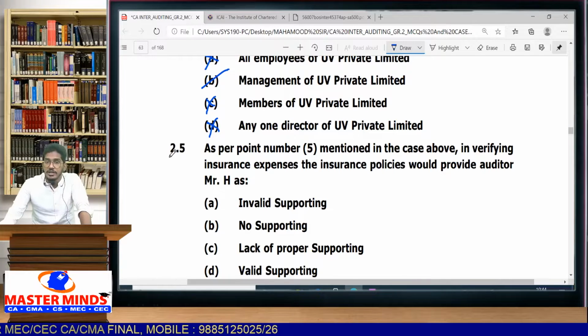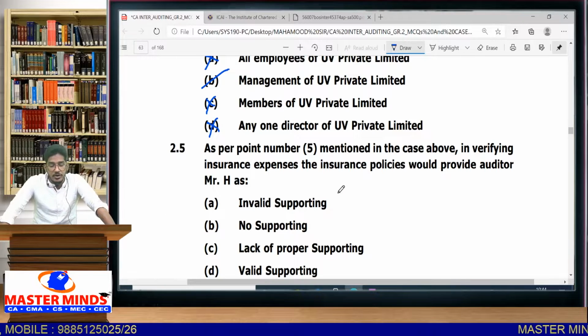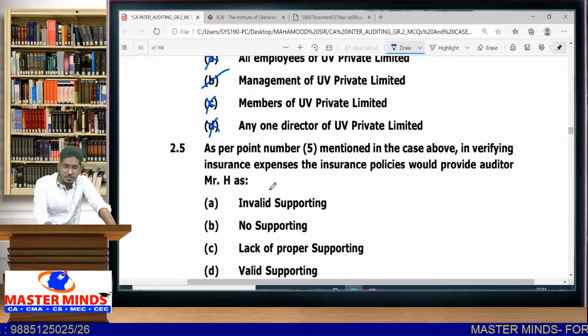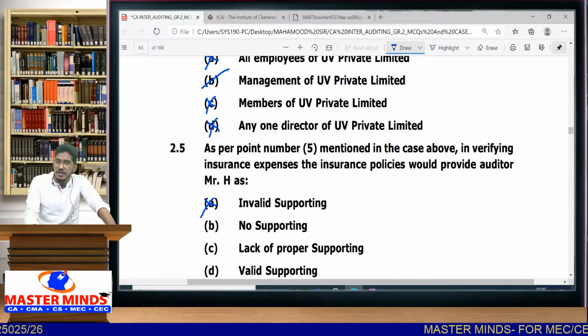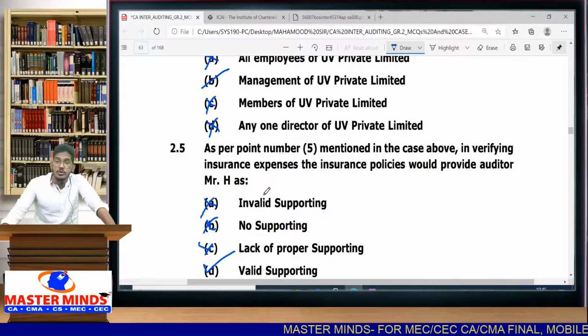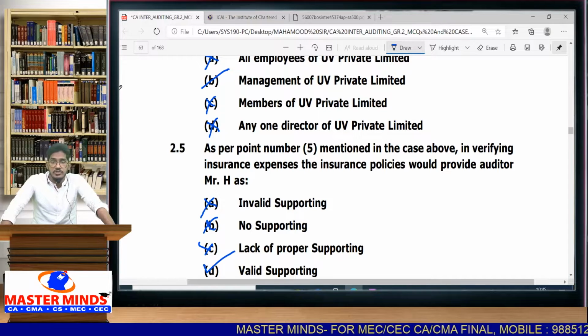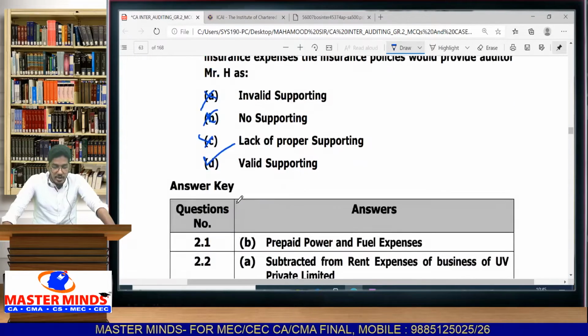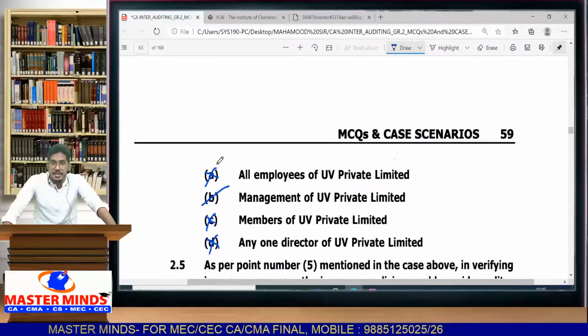They will provide the auditor with valid supporting. So in verifying insurance expenses, the insurance policies would provide auditor Mr. H as invalid supporting? No. Insurance policies are valid supporting. Will it constitute not supporting? No. Will it constitute lack of supporting? No. It constitutes valid supporting. When you have insurance policies for the purpose of verification of insurance expenses, that would be a valid supporting. Okay. So with this we completed case study based scenario number 2 also.